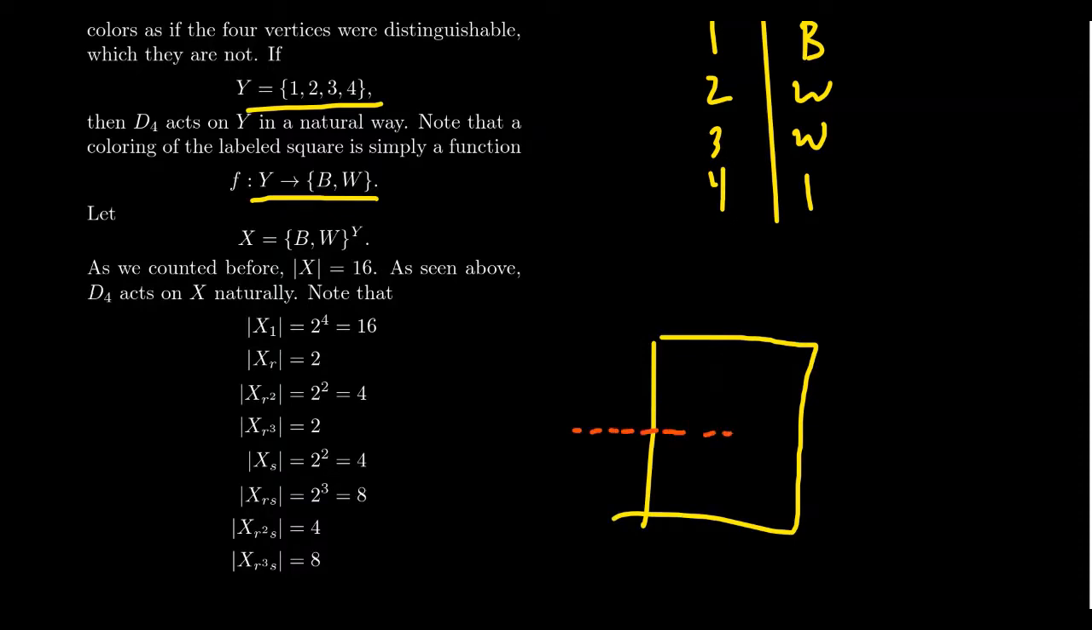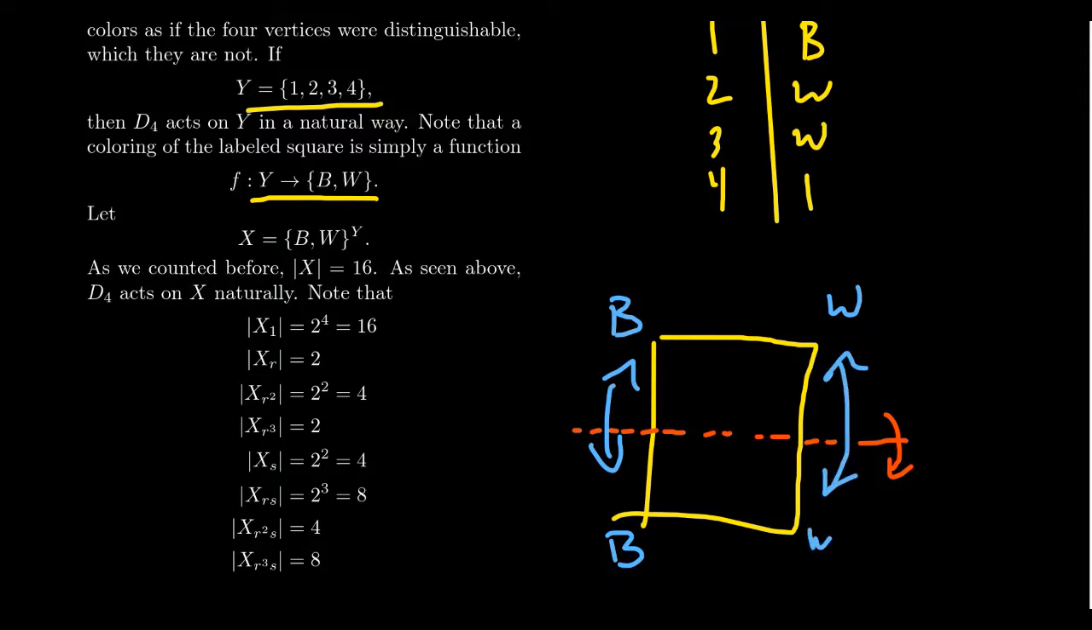S is the horizontal reflection. So we reflect like that. Well, with the horizontal reflection, whatever color is on this corner has to be this color too, because those two are just going to swap each other. But then this one could be a different color. It'll come down here and agree with this color. So those colors have to agree with each other for this permutation.